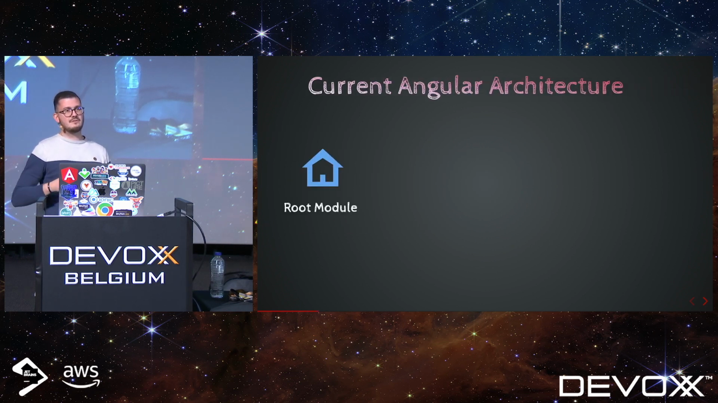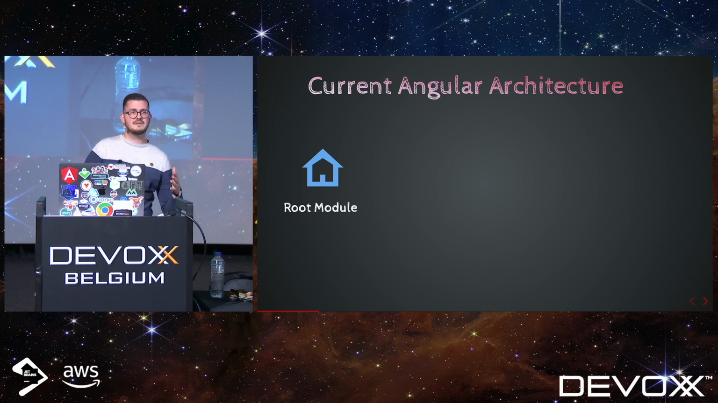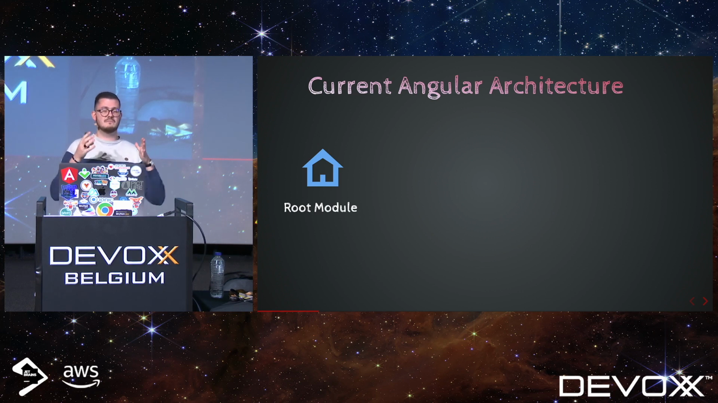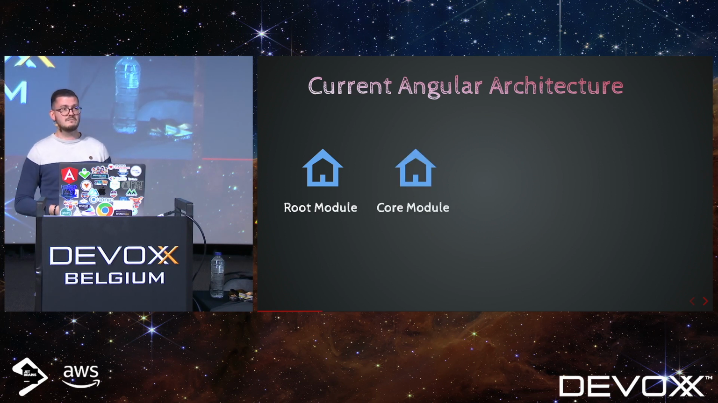So before Angular 14, an Angular application is built around 4 important modules, and the first one is the root module. This is the most important module in your application because it's on this module that Angular will bootstrap. That's why this root module contains your first component to display and generally providers that are often used in your application. The second module is the core module.